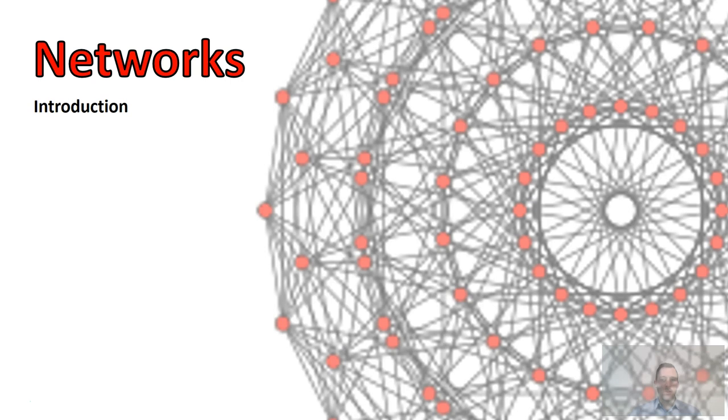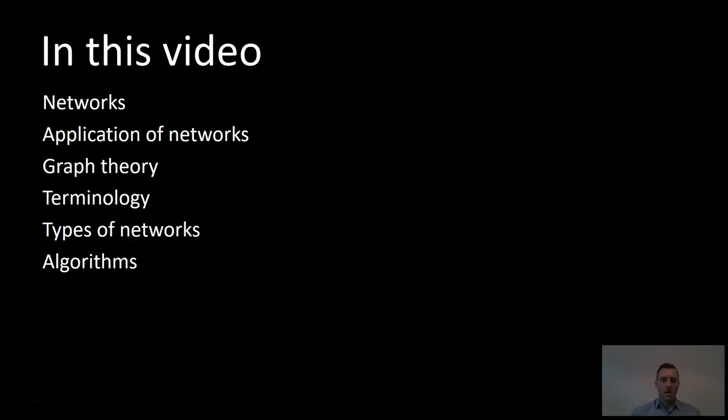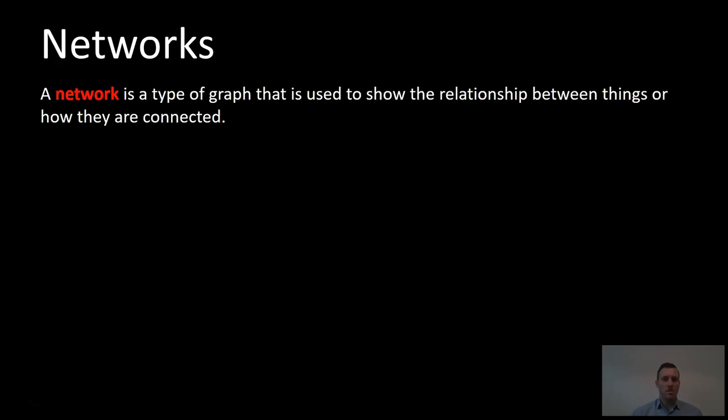In mathematics, networks are often referred to as graphs, and the area of mathematics concerning the study of graphs is called graph theory. In this video, we'll look at what a network is, the application of networks, what graph theory is, specific terminology regarding networks, types of networks, and finally what an algorithm is. A network is a type of graph that is used to show the relationship between things or how they are connected. They usually represent real-life situations.